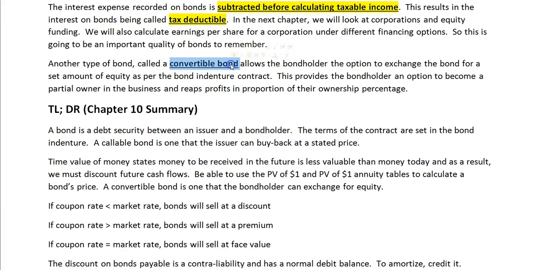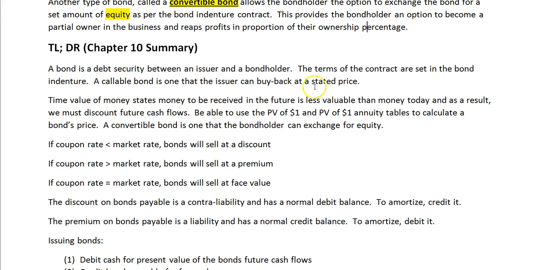I'm just going to briefly mention this as a convertible bond. A convertible bond allows the bondholder the option to exchange the bond for a set amount of equity as per the contract, effectively the bond indenture contract. This allows the bondholder the option to become a partial owner in the business and reap the profits in proportion to the ownership. So you might see this in new businesses. It's a benefit to the bondholder because they have an additional option. If the business does well, they can convert their debt into equity and get a bigger payoff effectively.